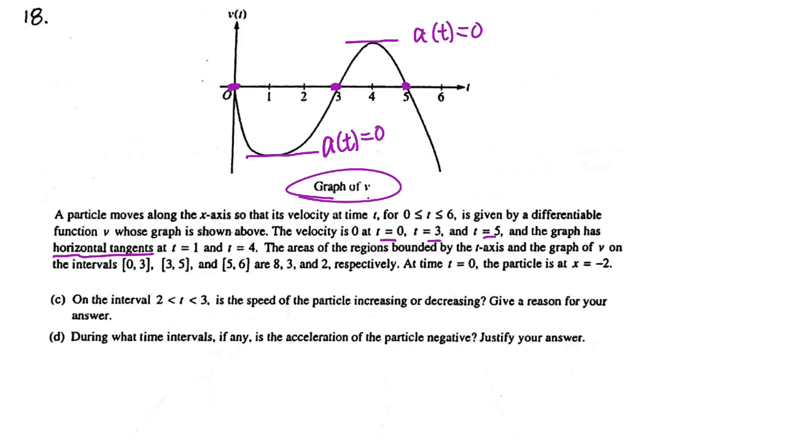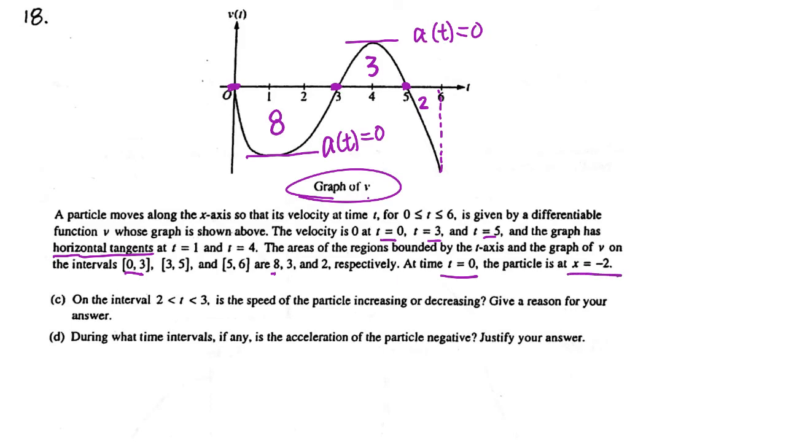And then the areas of the bounded region by the t-axis on the graph of v from these intervals, so from 0 to 3, I have an area of 8. From 3 to 5, I have an area of 3. And then 5 to 6, so we're going to drop a height down through here, and that's going to be 2. And so now at those times, we know at time t equals 0, the particle is at negative 2.